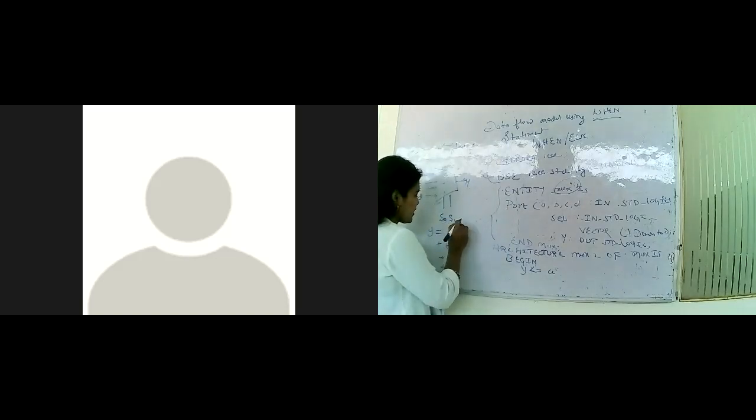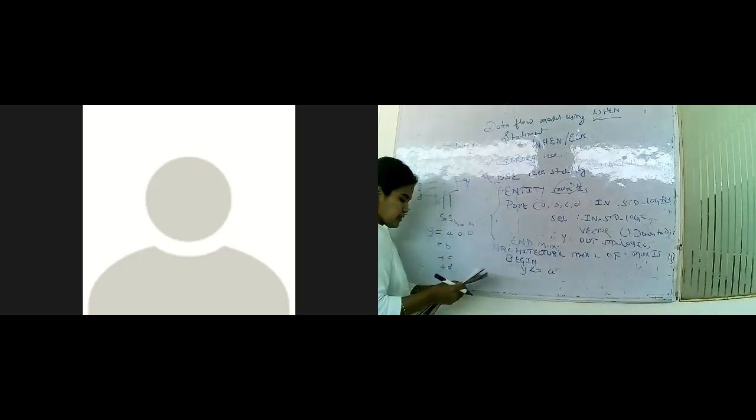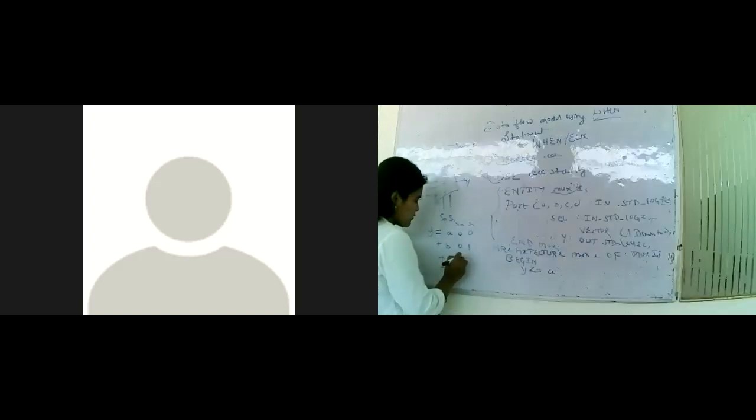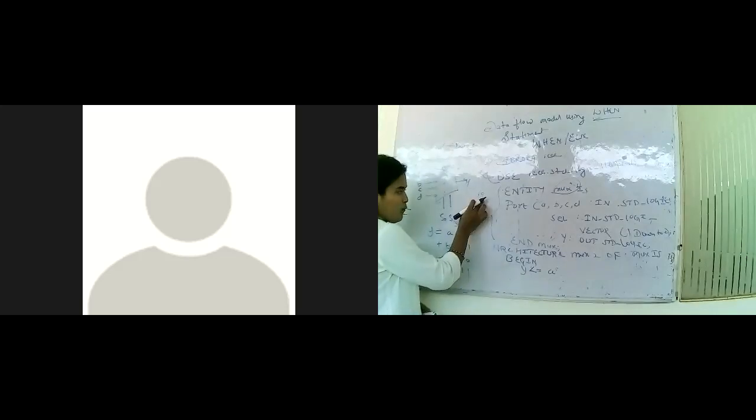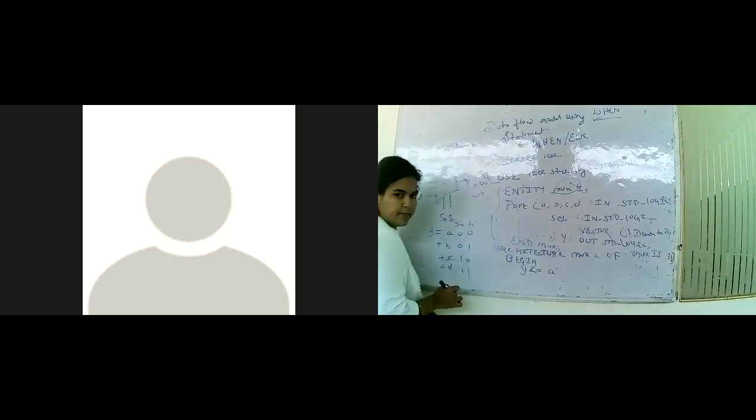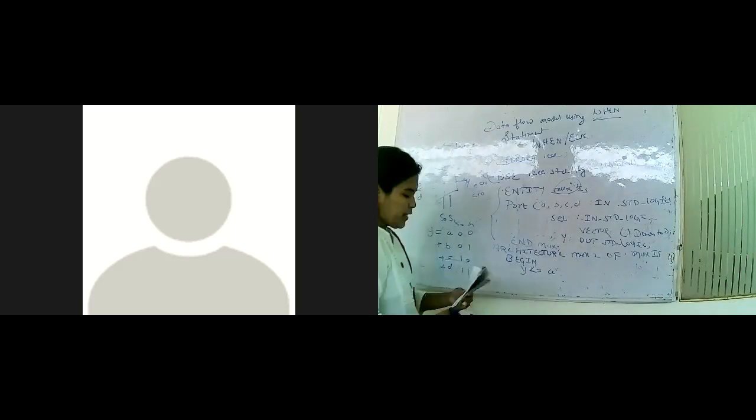A is when S0 and S1 are 0, 0. Otherwise, B is when it is 0, 1. C is when it is 1, 0. D is when it is 1, 1. If I take 1, 0, automatically the output will be C only, because it is like this. If I take the 0, 0 selection lines, automatically the output will be A. Okay? This is the output of the multiplexer.